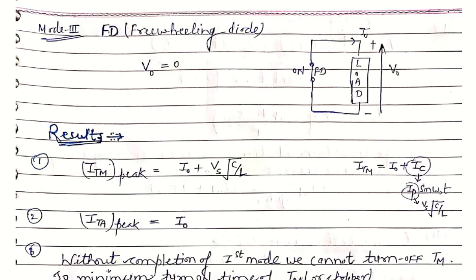So IC plus I naught. I naught will be there. And what is IC? IC will be IP sine omega naught t. What is the peak value IP? IP equals Vs root of C by L. So this amount of current will be flowing through the main thyristor.